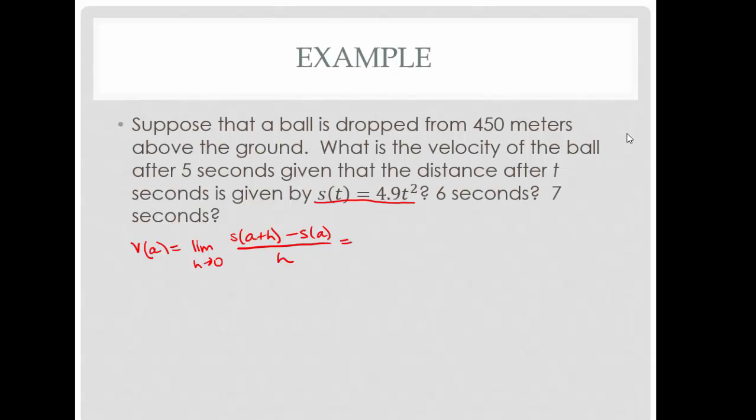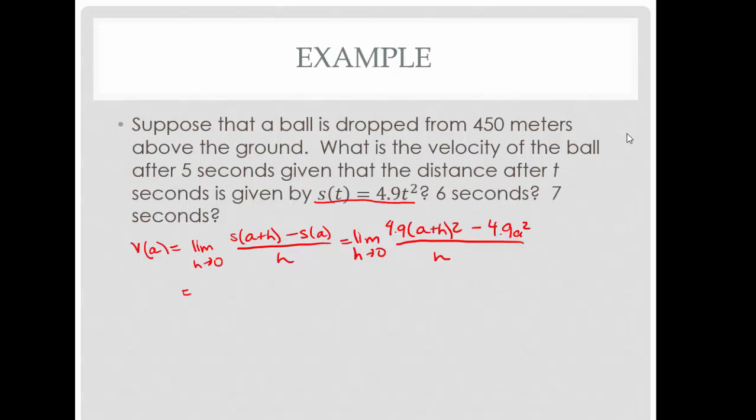So when we set up this limit specific to our problem, we need s of a plus h. That's our function s. Everywhere we see t, we plug in a plus h. So that's going to be 4.9 times a plus h squared minus s of a, which is your function with a plugged in. So that's 4.9 times a squared, all over h.